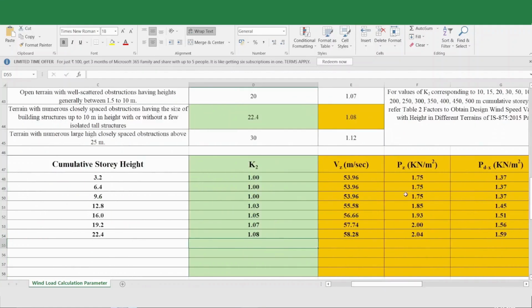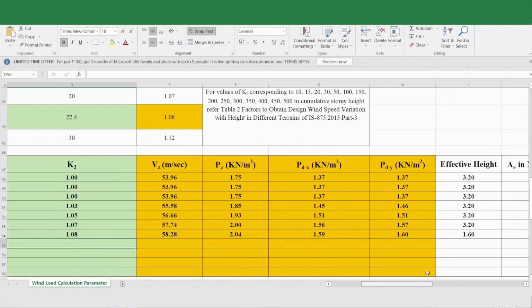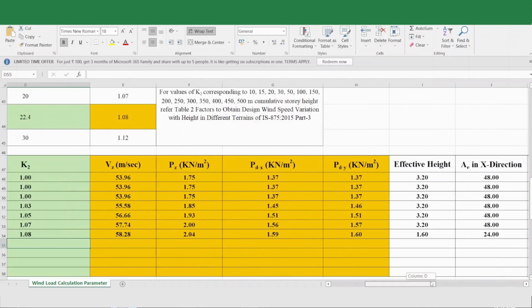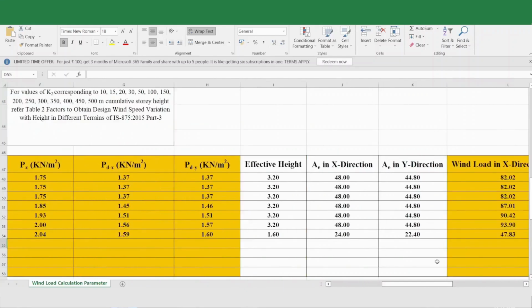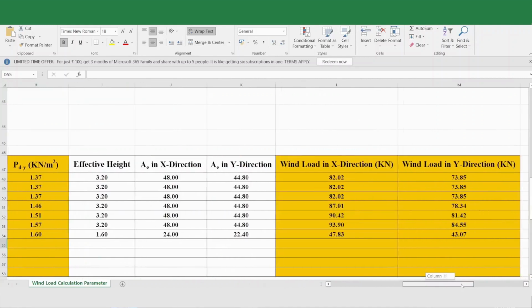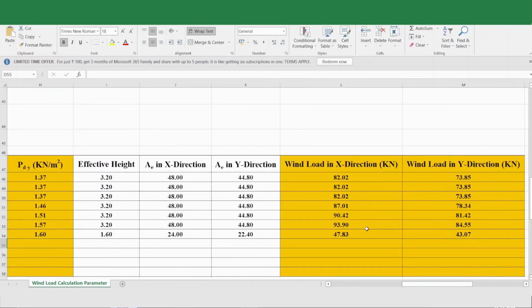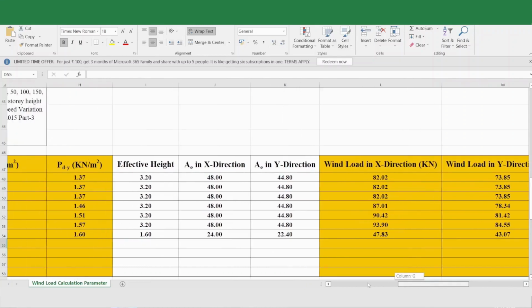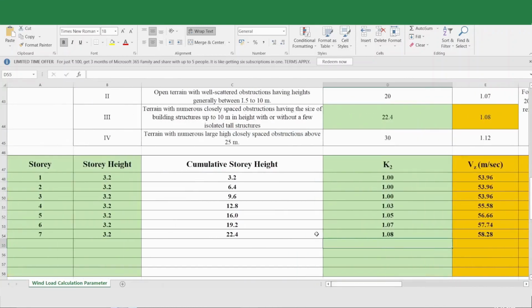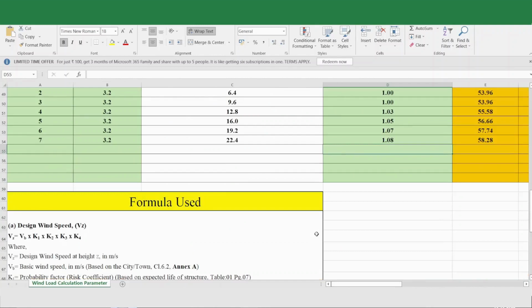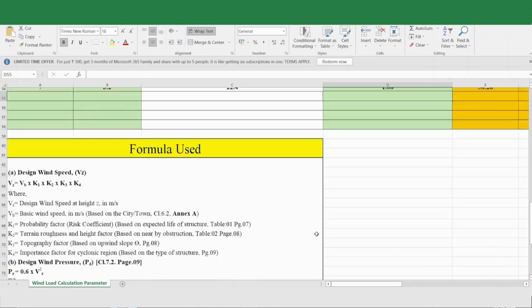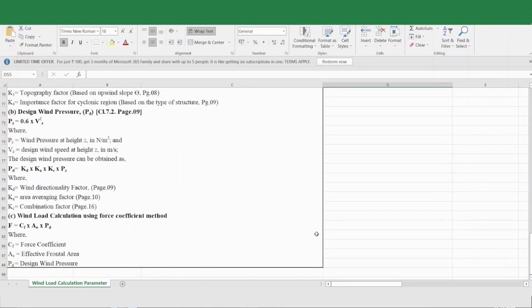Accordingly, the design wind pressure at any height, and then the design wind pressure in x and y direction. This is the effective height. This is the frontal area in x and y direction, and accordingly it finds the wind load, all in kilonewtons and kilonewton per meter square. This is how we calculate the wind load using IS-875 Part-3 2015. These are the formulas which are used in this Excel sheet.